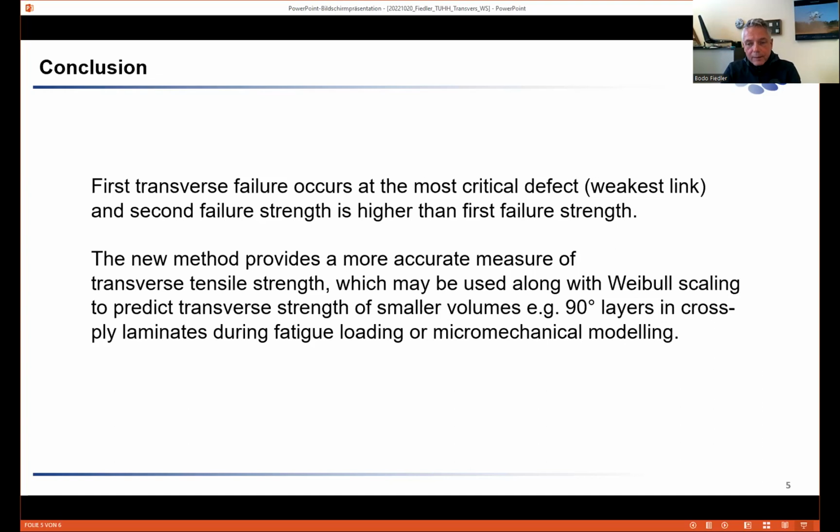So the first failure is at the most critical defect. I think that's not new. And so with this Weibull scaling law, we can predict the transverse strengths for smaller volumes. So that's the outcome we figured out here. Thank you very much. Thank you very much, Bodo.